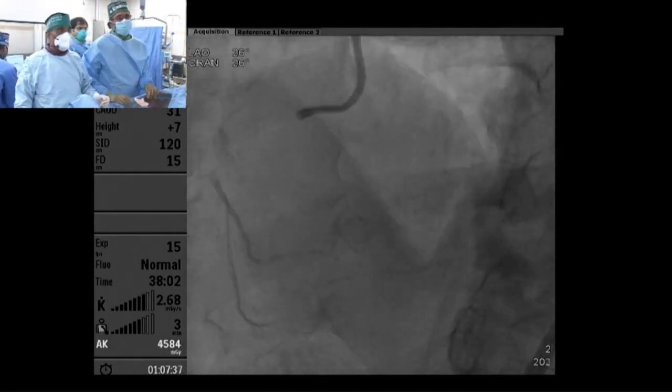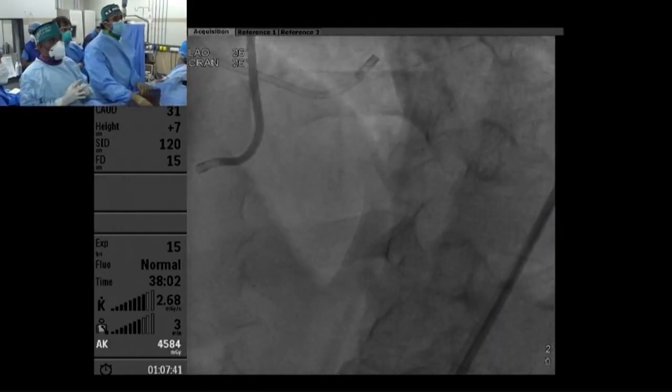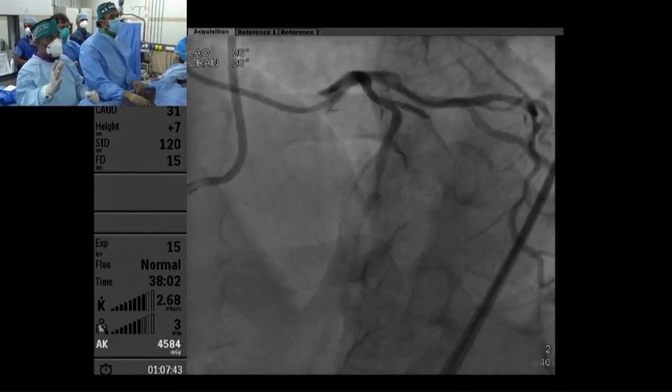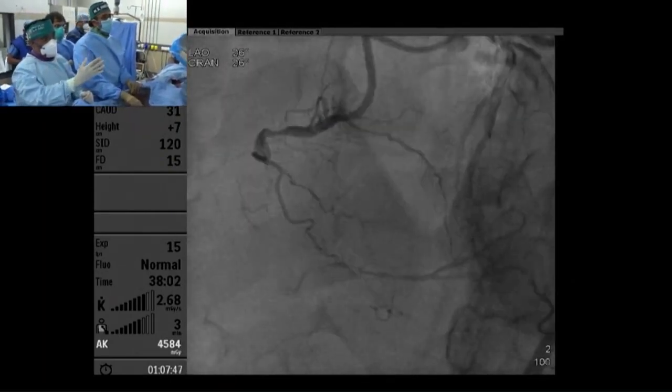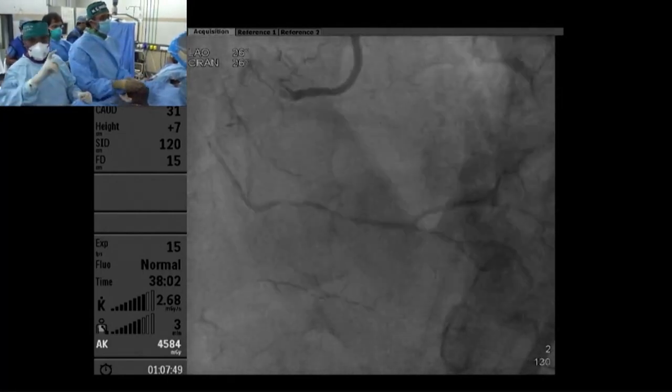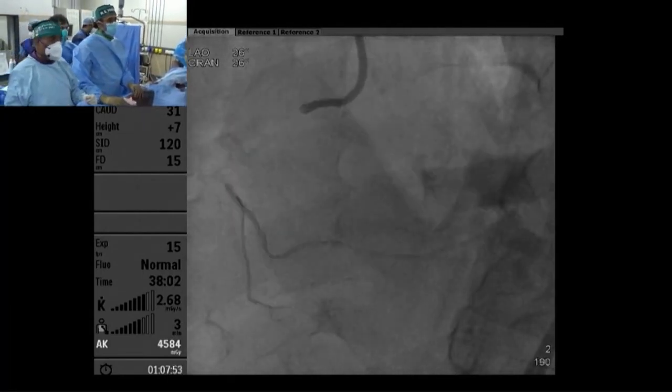Okay, you want to add anything here? Yeah, this is what we do, the contralateral injection, as the rule suggests, that first you inject the contralateral vessel. So by the time you follow it on the ipsilateral side, your ipsilateral injection comes through, so that you know the correct assessment of the CTO segment.